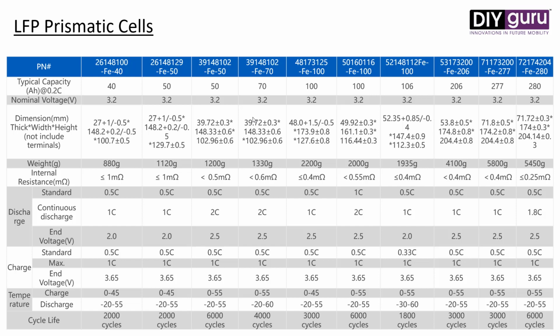But typically you would see that in the case of prismatic cells, if we are assembling a battery, we would be using fewer cells, and the handling of cells would be less in comparison to the number of cylindrical cells.